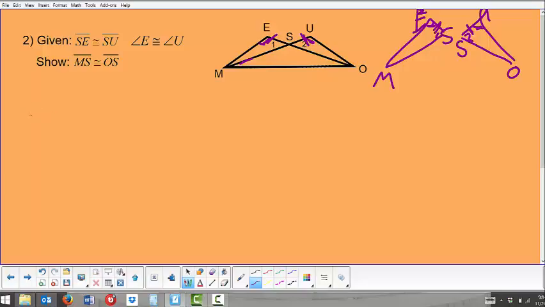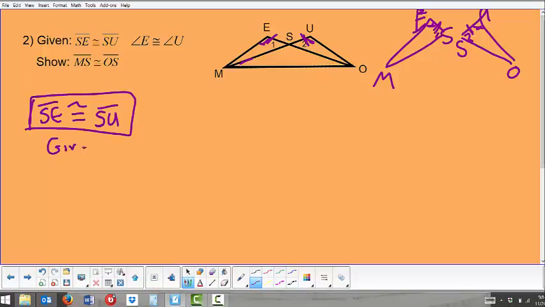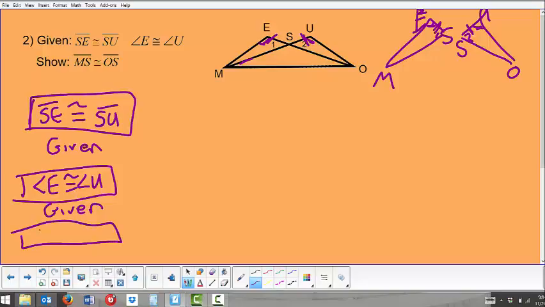So I'm going to start with my flowchart and I'm going to create a box for this first given. Each box gets its own statement. SE is congruent to SU and the reason is given. And then next I would say angle E is congruent to angle U, again given. And then my third here would be angle 1 is congruent to angle 2. And we had a conjecture for that. We'll say vertical angles conjecture.